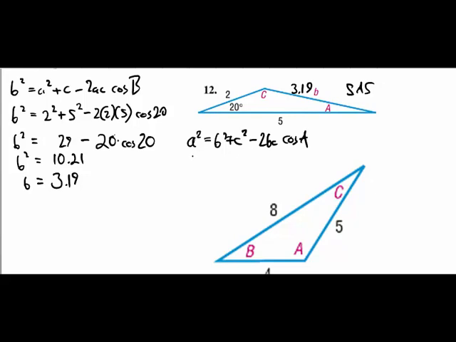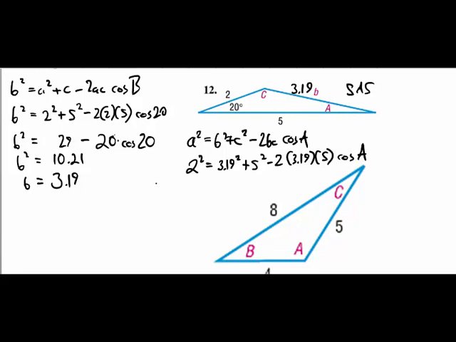Now, in this situation, I know my side length A. That was given. I know my side length B because I figured it out, and I know my side length C because it was given. Minus 2 times 3.19 times 5. Cosine, I do not know angle A this time. So it's time for me to do a little bit of algebra.